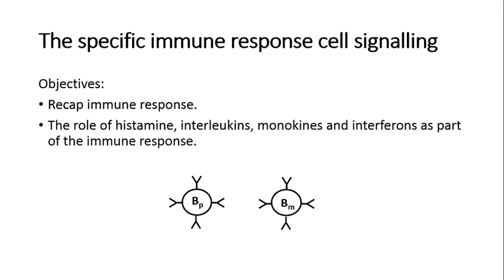Hello, I'm going to talk to you today about the specific immune response, and in particular I'm going to look at the cell signalling part of that. So last lesson we looked at the immune response, and we talked about the basic process, so I'll have a bit of a recap of that. And then we will look at the role of histamine again and the role of some new signaling molecules, so interleukins, monokines and interferons as part of the immune response.